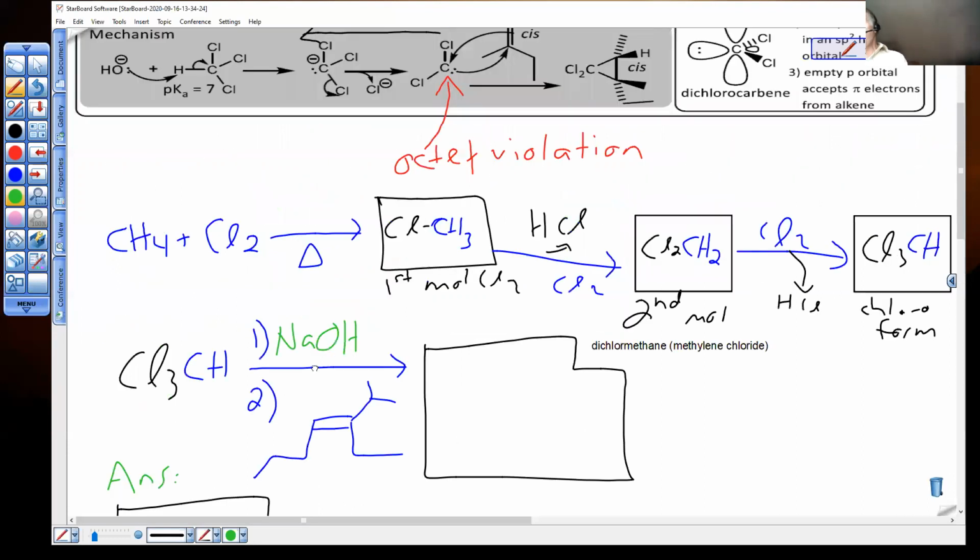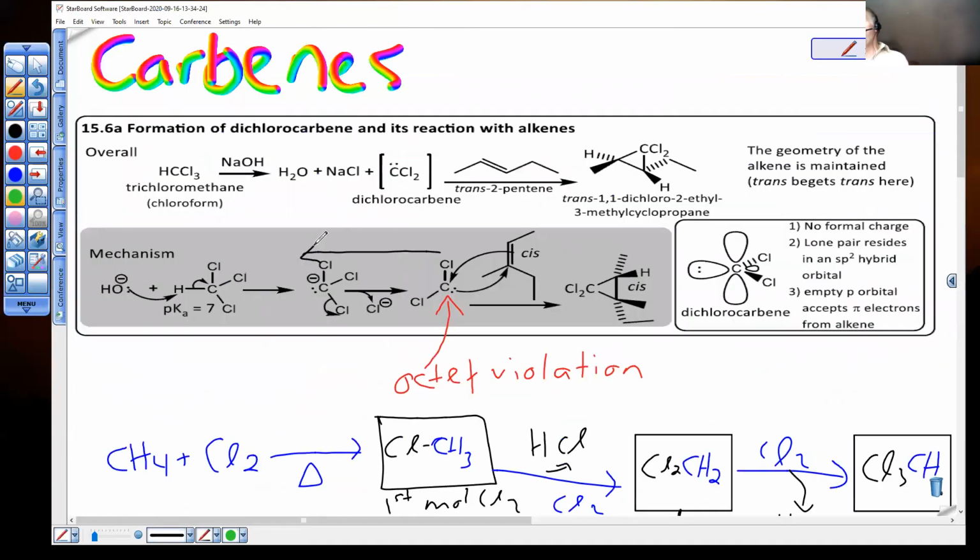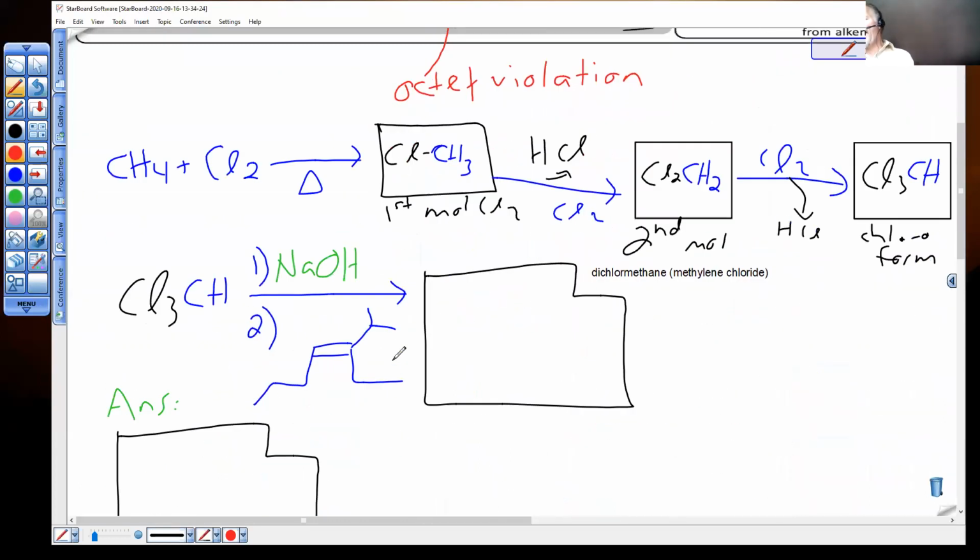First step, sodium hydroxide reacts with chloroform to make the conjugate base. And that conjugate base undergoes, I guess you would just say, leaving group leaves, leaving behind a carbene. That's a carbene. When you hear carbenes, you think cyclopropane. What do you have to react a carbene with to make a cyclopropane? An alkene.